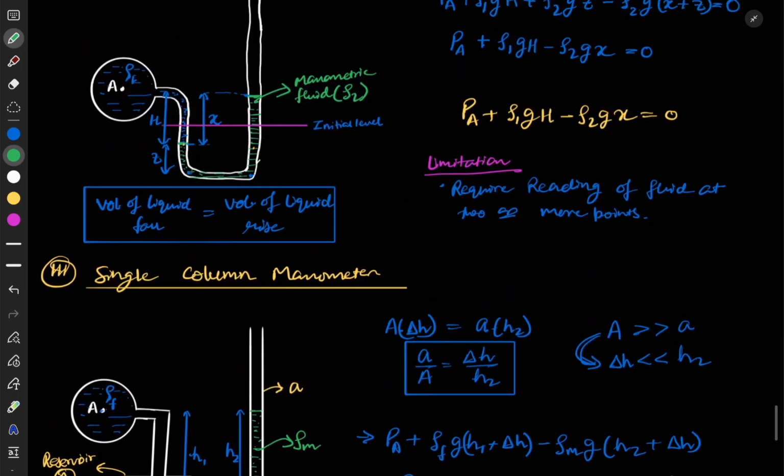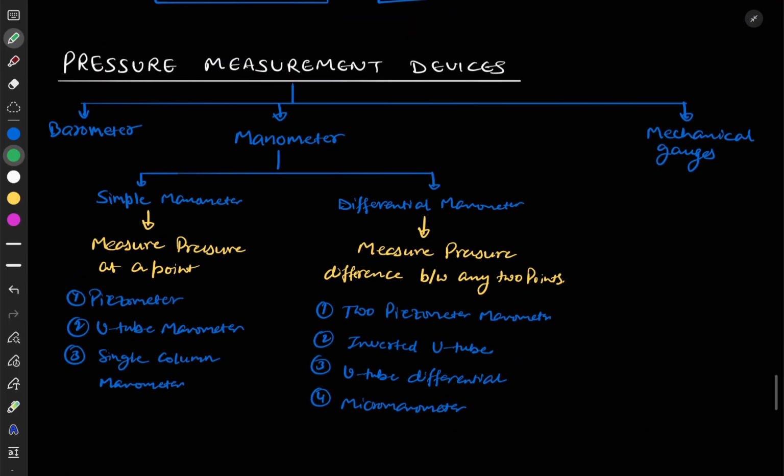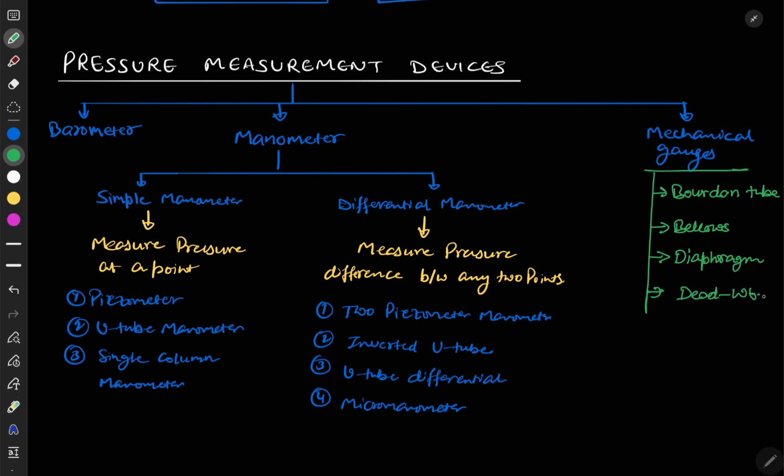Now if we talk about our third type, as I mentioned here, that is mechanical gauges. In mechanical gauges, there are different types, so let me mention them here. First is the Bourdon tube pressure gauge. Second is the bellows pressure gauge. Third is the diaphragm pressure gauge, and one more, that is the dead weight pressure gauge.